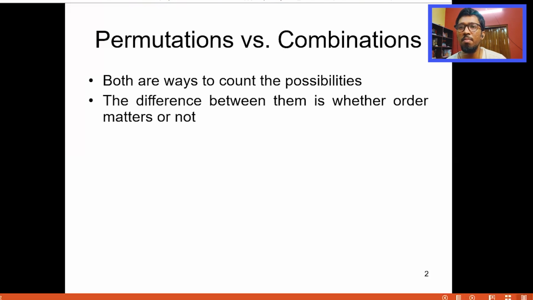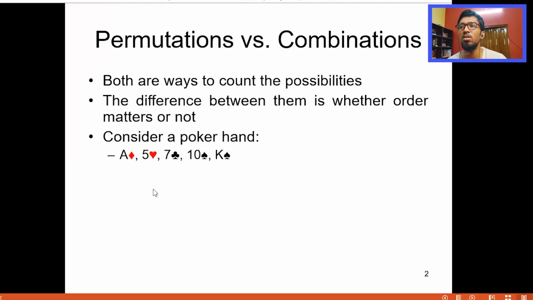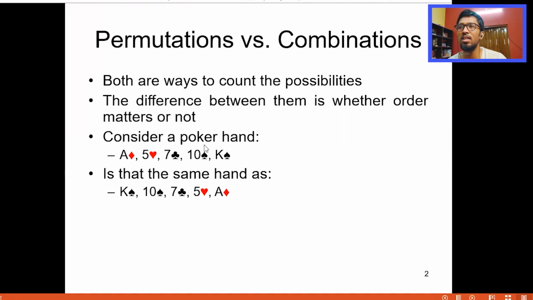Now let's take one example quickly to understand what is meant by order here. Consider a poker hand. We have the A of diamonds, 5 of hearts, 7 of clubs, 10 of spades, and king of spades. Yeah, this is the hand. Now if I take another hand like this, are these two hands the same or not? What do you think? Are these two hands the same or not?